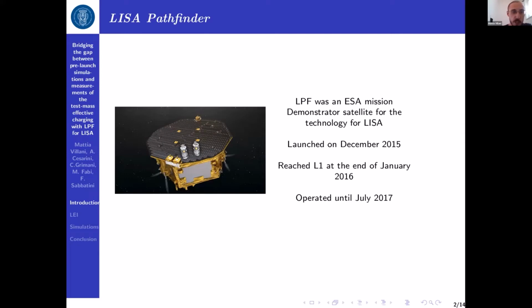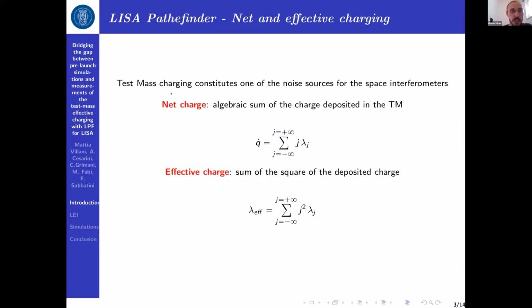The main aim of this mission was to study the noise budget of the instrument that will be placed on board LISA. And among these noises, there is the test mass charging due to the galactic cosmic rays and solar energetic particles. When talking about charging, there are two important notions. One is the net charge, which is the algebraic sum of the charge deposited on the test masses. Here is the formula, where J is the charge deposited and lambda J is the rate of the deposition. Then there is the effective charge, which is the sum of the squares of the deposited charge, so there is a J square in the formula.